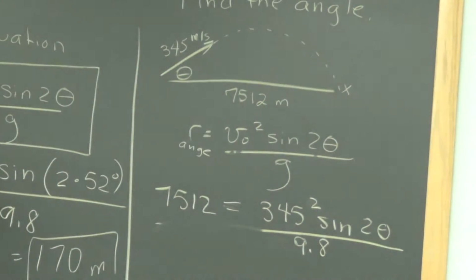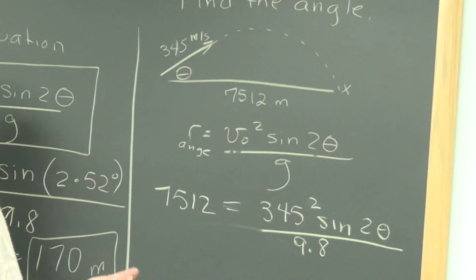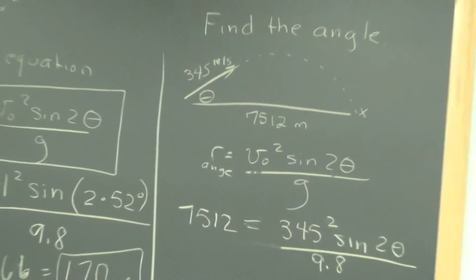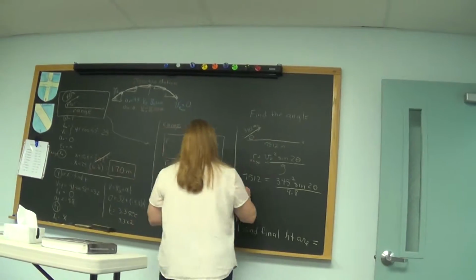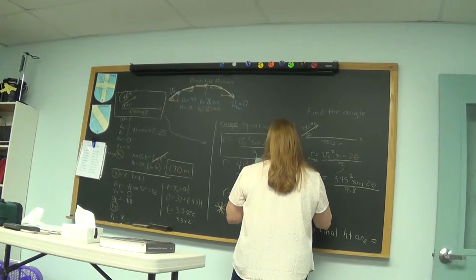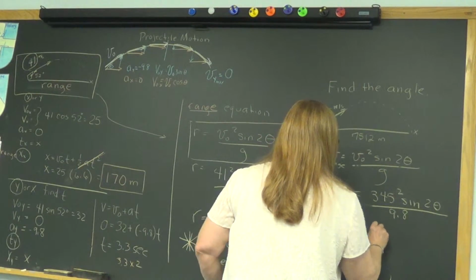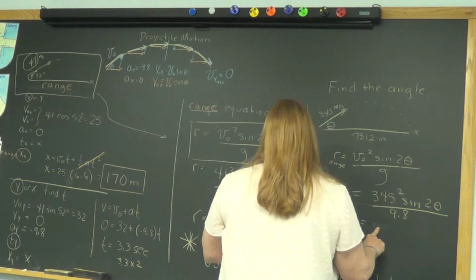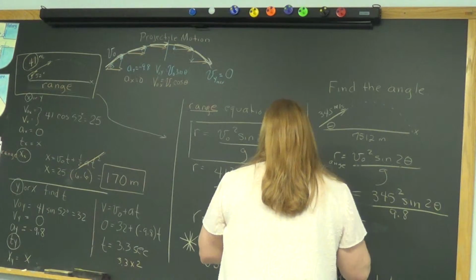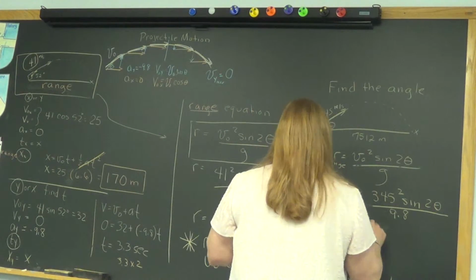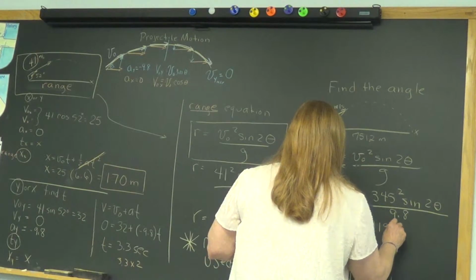So, first step, mathematically, tell me, Emily, number 3, what do I do mathematically first? Multiply by 9.8. All right, so what is 7512 times 9.8? Is it 73,617.6? Yes. Alright, what's 345 squared? It is 119,025.